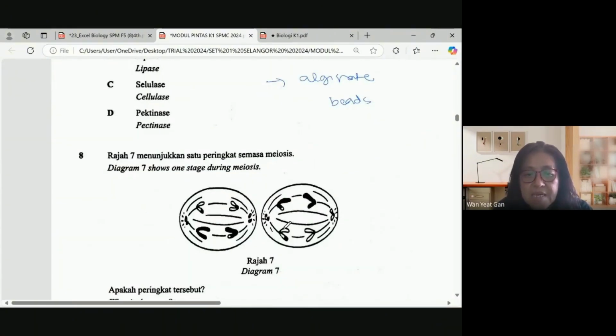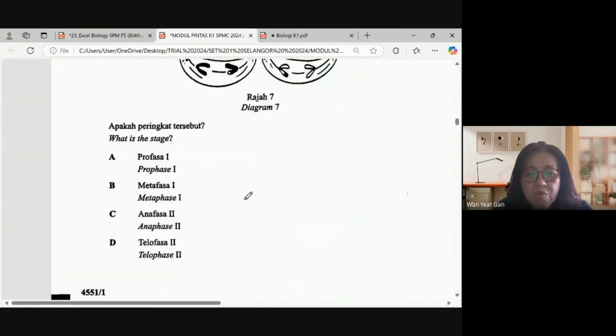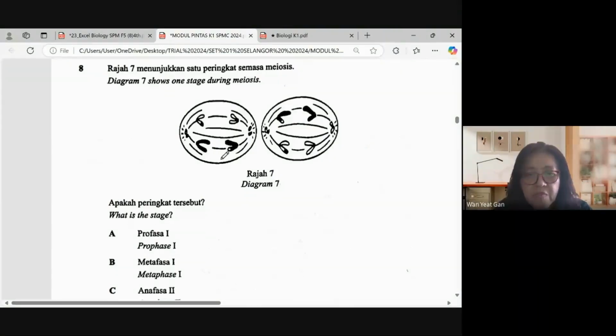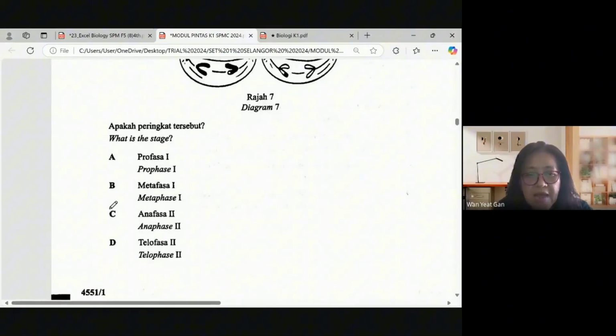Okay, number 8. Diagram 7 shows one stage during meiosis. What is the stage? Here you can see that these sister chromatids have already separated and are being pulled to the opposite poles. Since it's sister chromatids, it's anaphase 2.